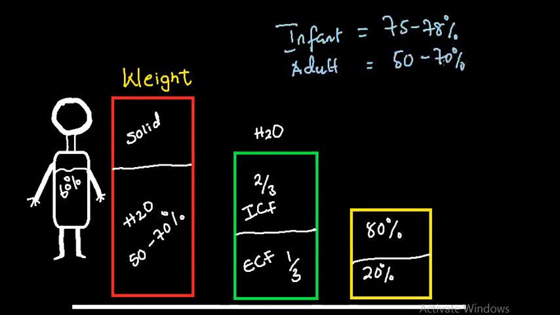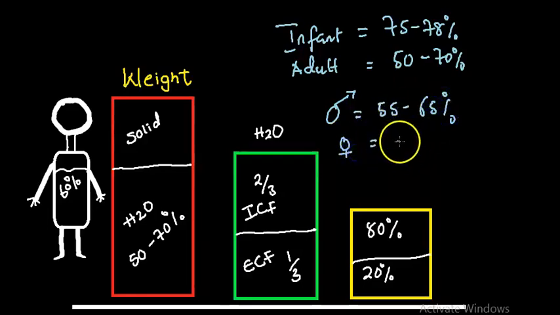And based on gender, we have the males. The males are about 55 to 65%. What about the females? In this case, the females, we have about 45 to 60%. In terms of body composition, we have the lean tissues and we have the fatty tissues. Lean tissues have more water than the fatty tissues, so individuals with higher muscle mass tend to have a higher percentage of water in their body.